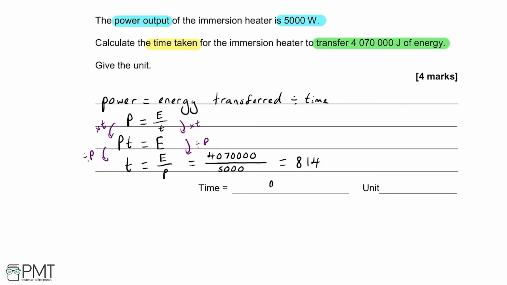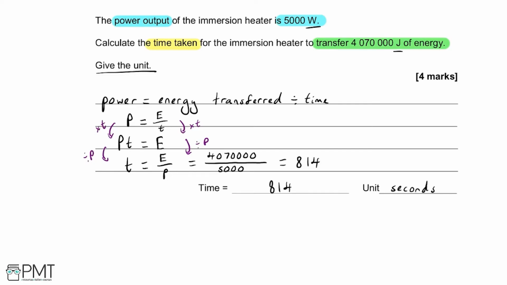So the answer is 814. However, we are also asked for the unit. So because we were using the standard units for power and energy, so watts and joules, we weren't using kilowatts or kilojoules or milliwatts or millijoules, we can just use the standard unit for time, which is seconds.